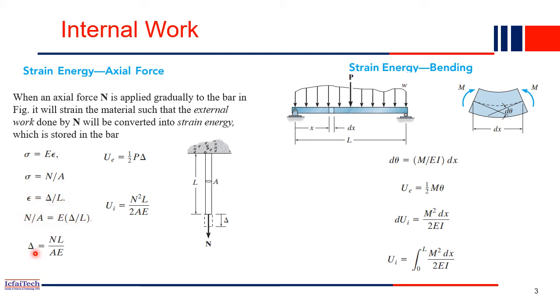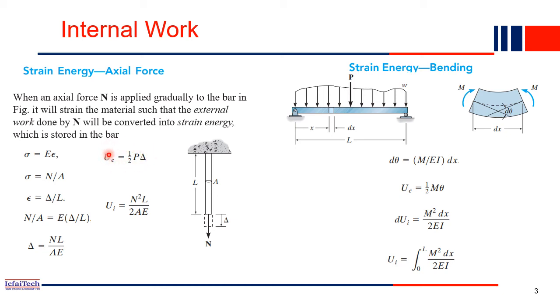From here, if you find what delta is, delta will be nothing but N into L by AE. Delta is how much elongation takes place because of the axial force, that is NL by AE. Already in the last slide we have seen how much external work is done because of this load. The external work done is half into P into delta.